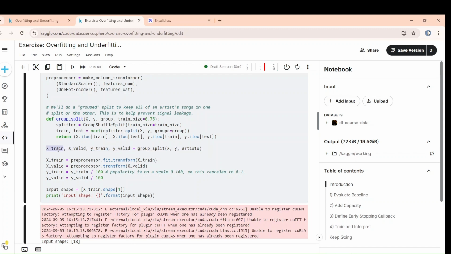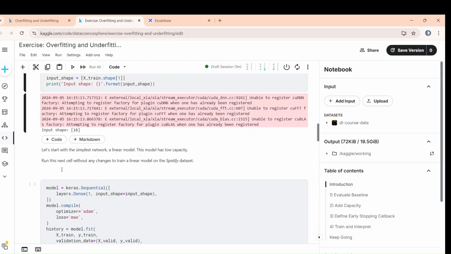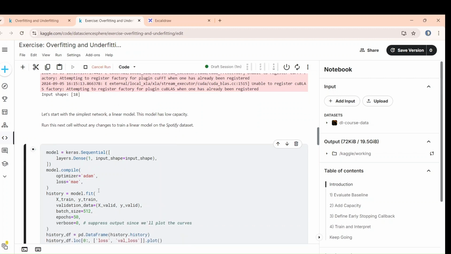Okay, now you have the training data set, you have the validation data set. Okay, fit_transform for X train and transform for X valid. Okay, and y train also you have, y valid also you do have. Okay, let's start with the simplest network. This model has low capacity because you are using a small number of units. Now let me run this one.